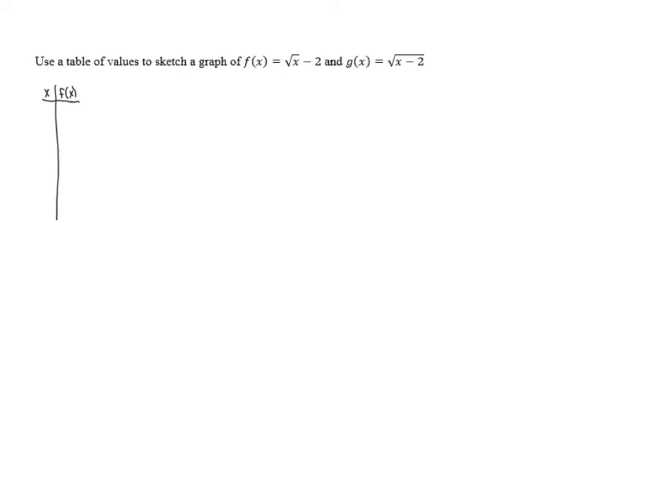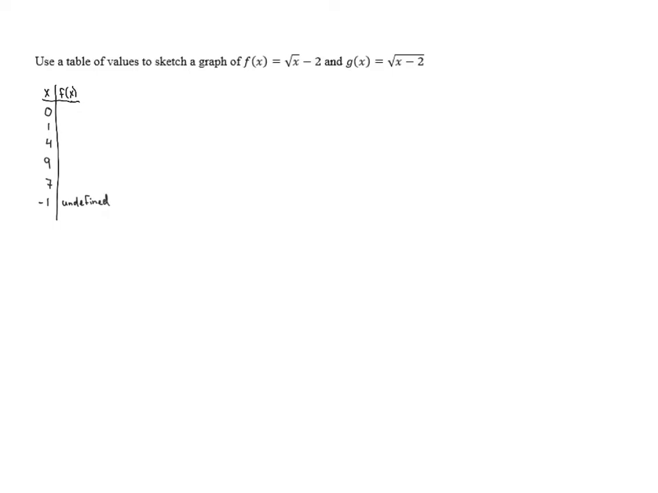We want to pick values of x, ideally where taking the square root is fairly simple. So we can pick perfect squares, 0, 1, 4, 9, etc. We could pick a number that's not a perfect square, like 7. That'll give us a decimal, but we can handle it. And we're not going to pick any negative numbers, because if we pick a negative number, we end up with something that's undefined.